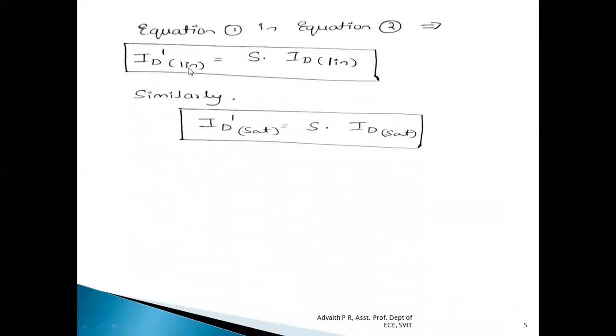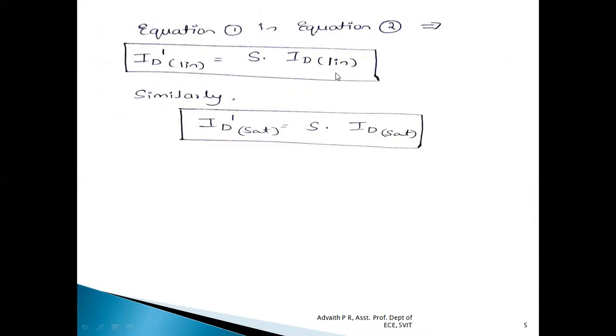ID dash linear is equal to S into ID linear, where ID dash linear is nothing but the drain current after scaling. S is the scaling factor. ID linear is nothing but the unscaled drain current under linear region.